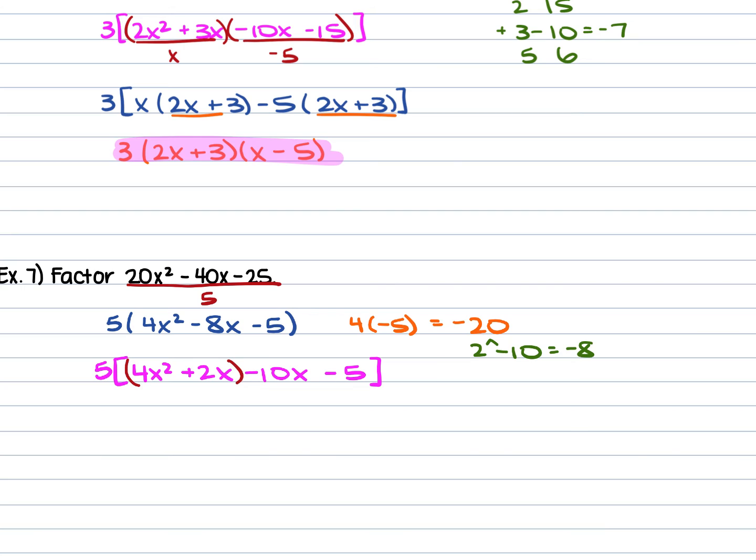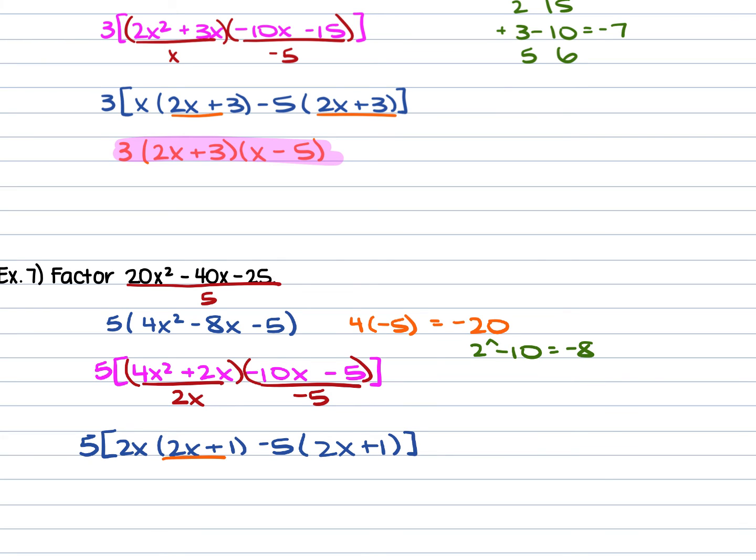We factor by grouping. From the first set of parentheses, we factor out a 2x. From the second, we factor out a negative 5. So this just becomes 5 times 2x times 2x plus 1 minus 5 times 2x plus 1. Check your two sets of parentheses. They are the same. So this gives us 5 times 2x plus 1 times 2x minus 5.